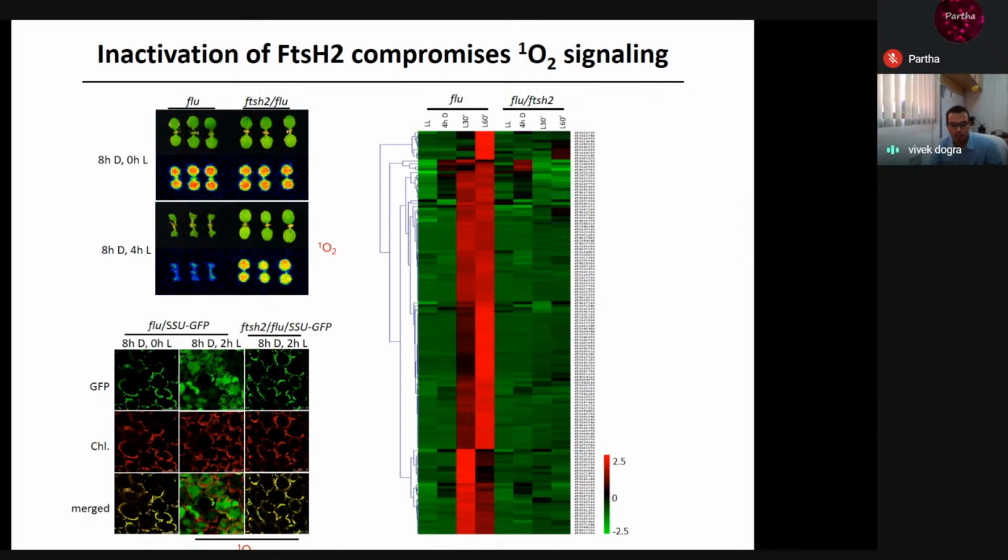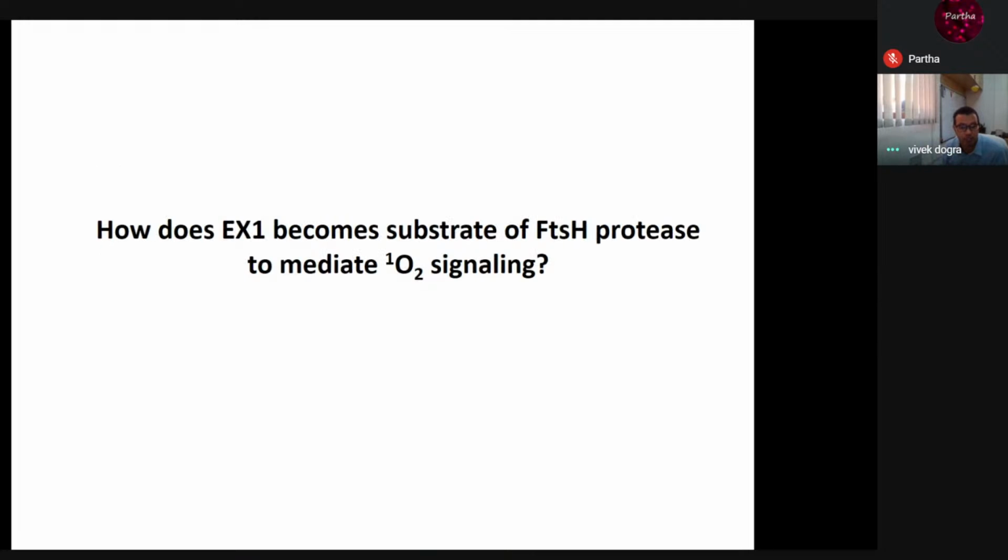It means we found another downstream component: ROS is sensed by EX1, and when EX1 senses ROS, it is cleaved by the FTSH protease, and then it makes something which is leading to the signaling. So the question became, how does EX1 become the substrate of FTSH protease?